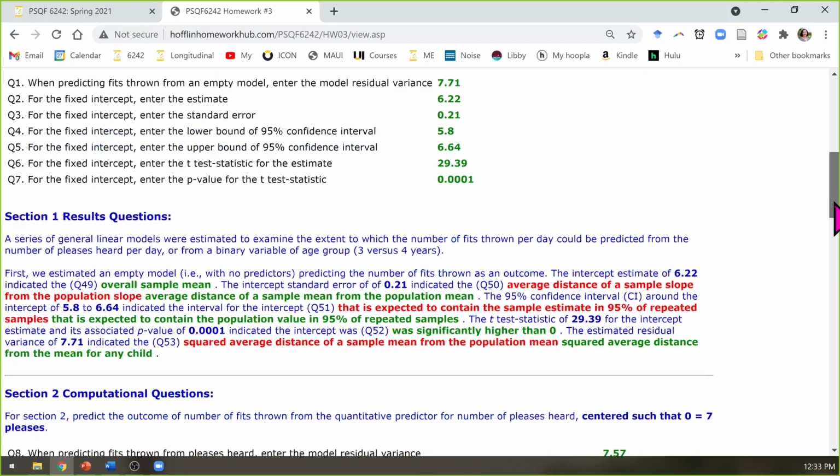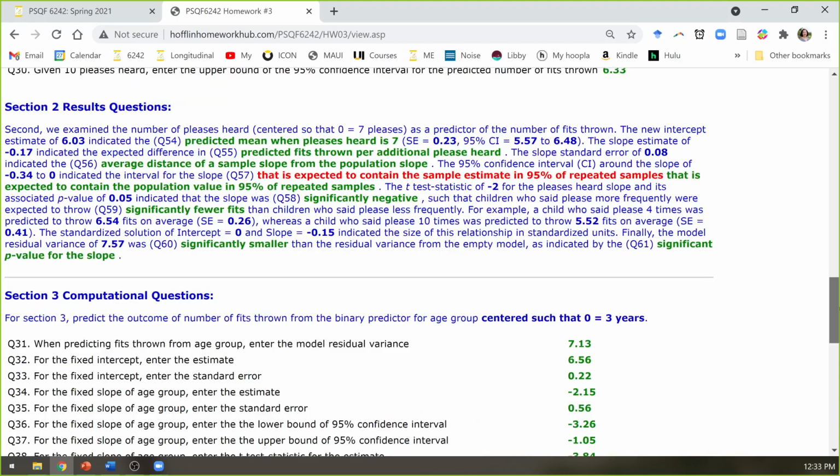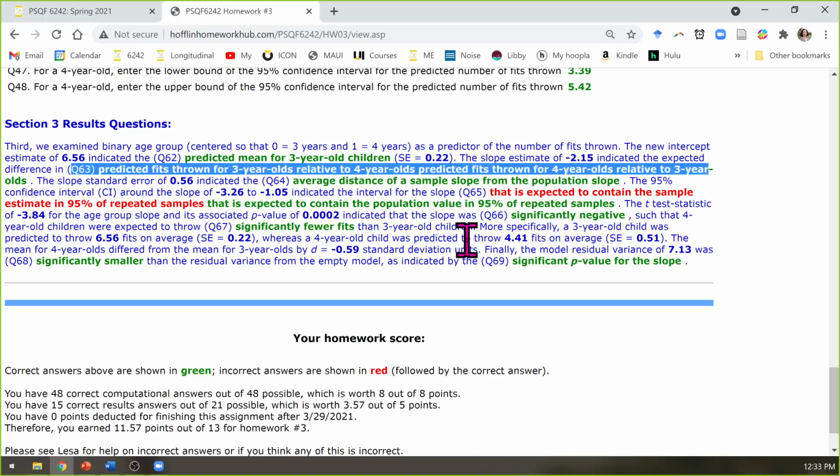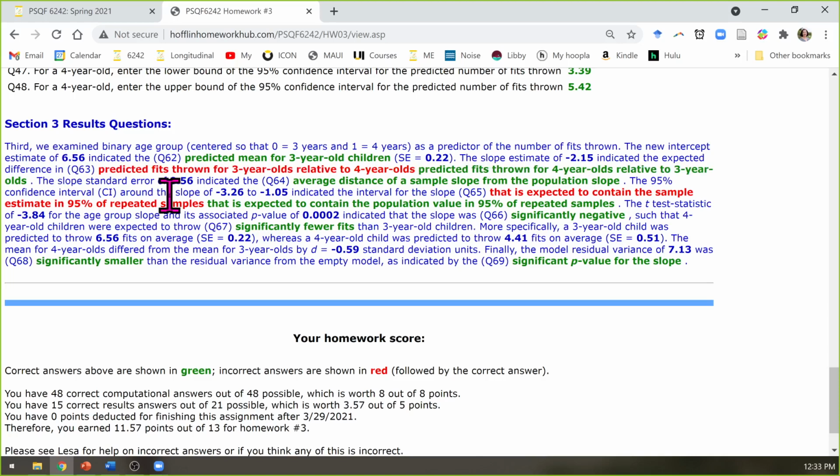Yes, 63. Let's go find that one. Next section. Ah, yes, right here. So this is from the model where you're predicting fits thrown from age. What's your question? So I selected predicted fits thrown for 3-year-olds relative to 4-year-olds, and I guess it should have been flipped the other way. Yes. Why might that be the case? Is that something obvious that I missed somewhere, or did that take a little more intuition?